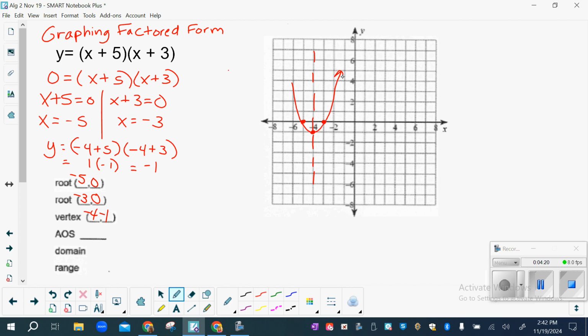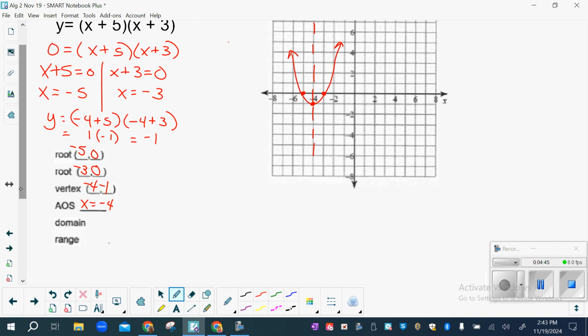So that's the nice thing about this method. So what is my axis of symmetry? It's an equation, and there's something that should be in front of that. X equals -4. When I give you one of these on a test, do you think I'll take off if you don't have an x there? Yeah. So make sure you put that x there. It's really easy to forget it.